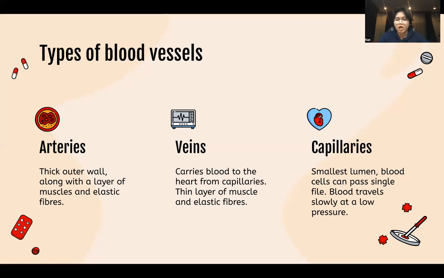Capillaries have the smallest lumen, which means the smallest tube that blood can pass through, and blood cells can pass through in a single file. Blood travels slowly and at a low pressure, and capillaries are everywhere. If you prick your finger accidentally, you have burst a capillary. And they spread out throughout the whole body to promote gas exchange and nutrient exchange and hormone exchange as well.